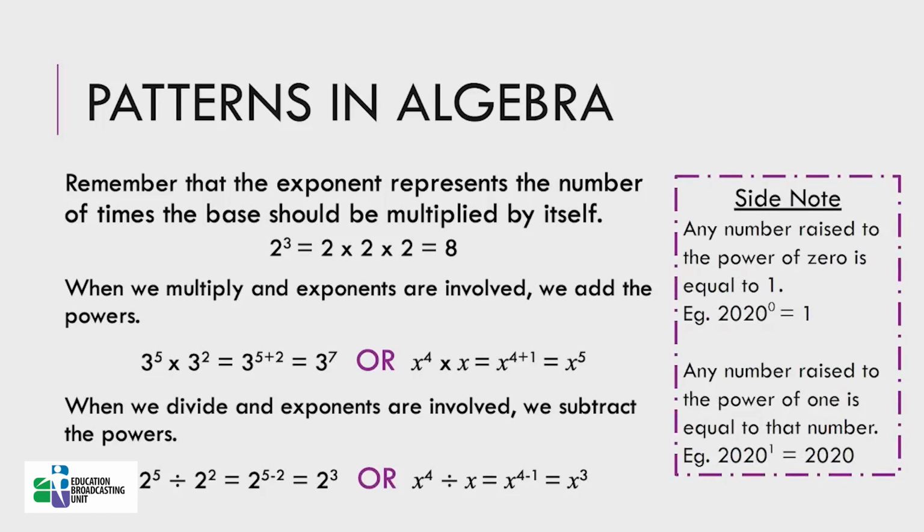Side note, any number raised to the power of 0 is equal to 1. Our example is 2020 raised to the power of 0 is equal to 1. And any number raised to the power of 1 is equal to that number. 2020 to the power of 1 is 2020.